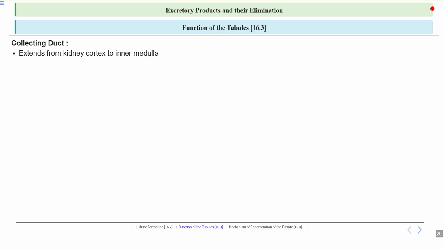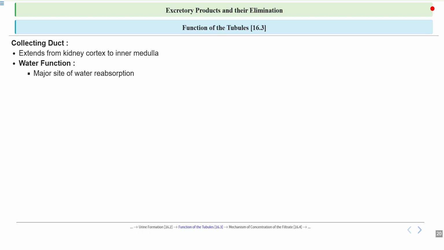Now let's look at the structure of the collecting duct. It extends from the kidney's cortex, which is the outer layer, all the way down to the inner medulla. This long path allows it to interact with different parts of the kidney and plays an important role in urine formation. Let's focus on the collecting duct's function with water. This is where it makes important decisions about how much water to keep or release. It's like a smart valve that adjusts based on what your body needs.